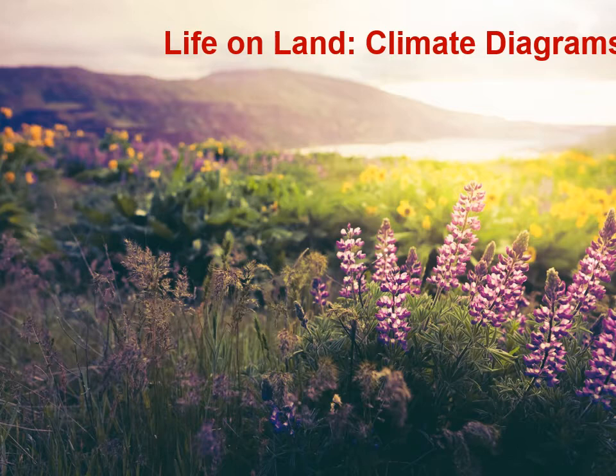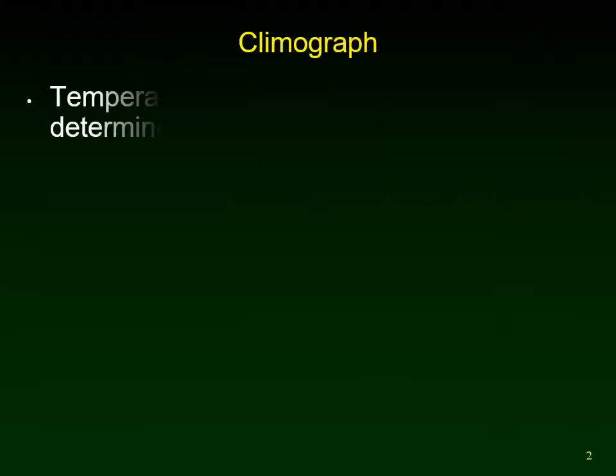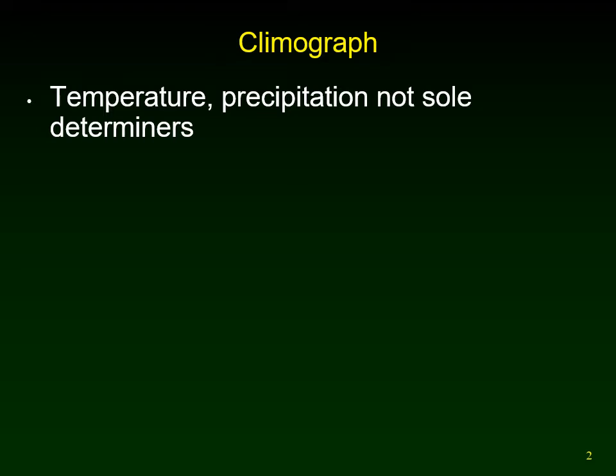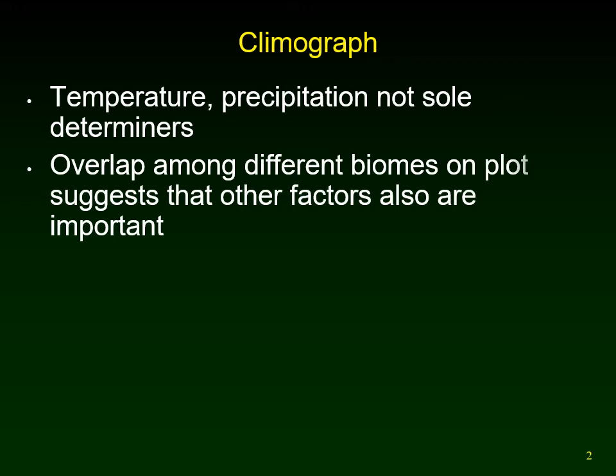We've already talked a little bit about biomes and the distribution of average temperature and average precipitation around the planet. What we're going to be looking at is a very simple tool, the climate diagram or the climatograph or climatogram, which lets you look at the temperature and precipitation, not just the annual average, but the monthly averages. So you can look at seasonality.